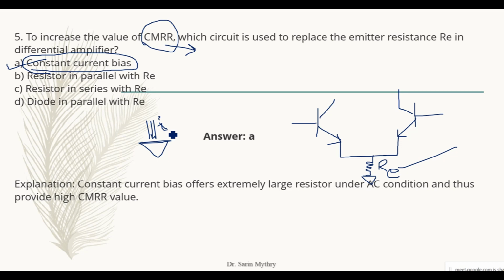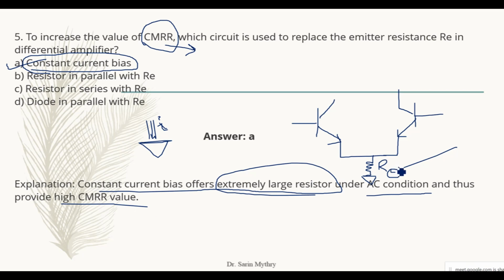Means resistance is more. If the current is not varying, it means resistance is more. It is equivalent to the resistor connected over there, equivalent to a large resistor. So that's why the constant current bias offers an extremely large resistor value under the AC conditions, under the alternating current conditions, thus providing a high CMRR. This RE is equal to some constant current bias.